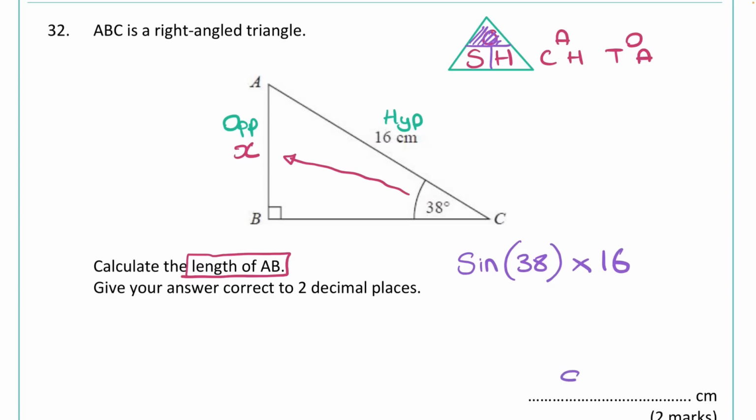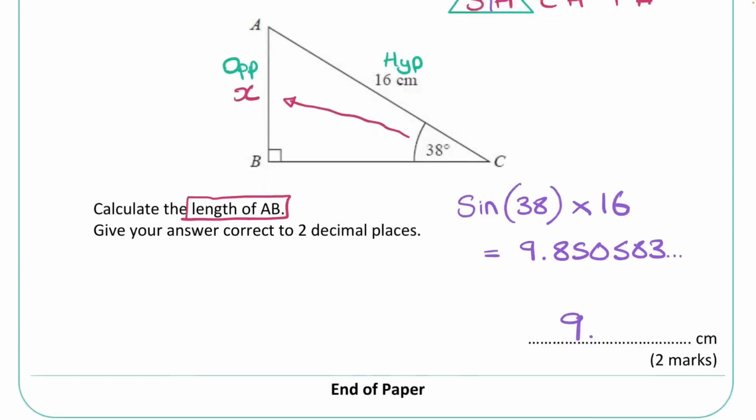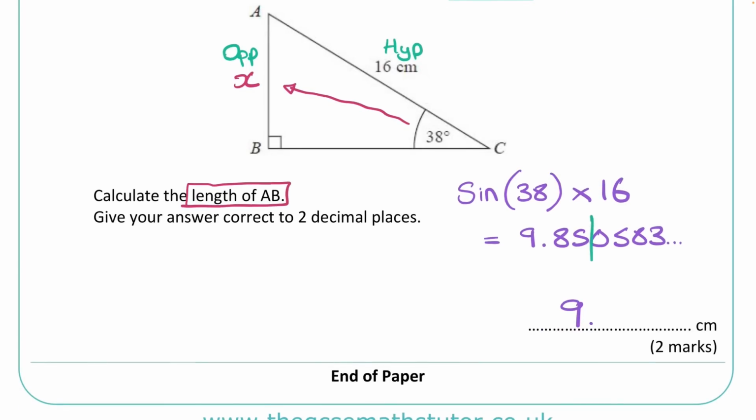And that gives me a length 9 point, and it wants it to 2 decimal places. So let's first write it down here. 9.850583, a few more decimals. But of course, if it wants it to 2 decimal places, we have a 0 there after the 85. So it's 9.85 as my final answer.